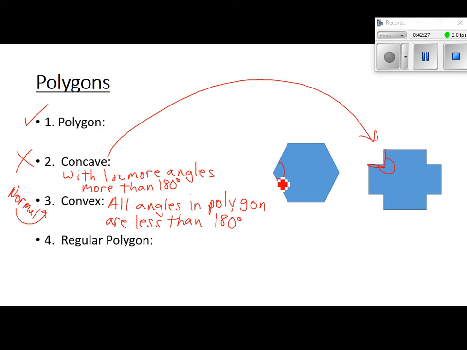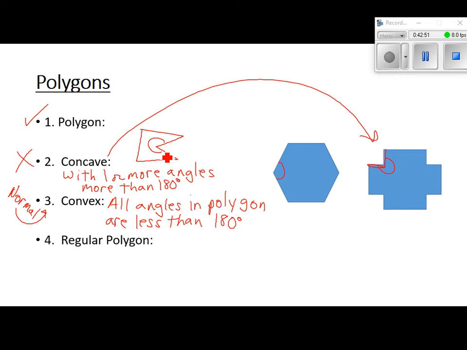So if you're drawing a polygon, the normal concave polygon that I draw, that's probably the easiest, something like that. What do you notice about that angle right there? It looks like Pac-Man, pointing in, right? That's concave. Convex, all these normal ones pointing out, all these normal ones that we normally deal with.